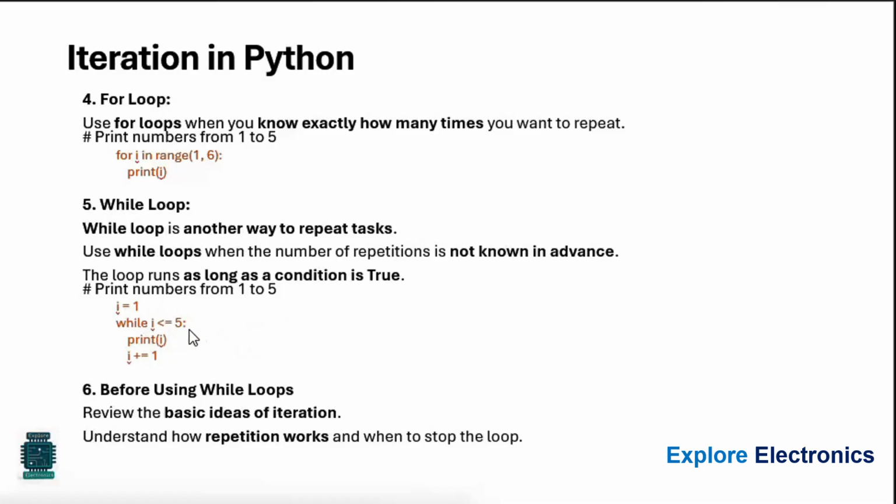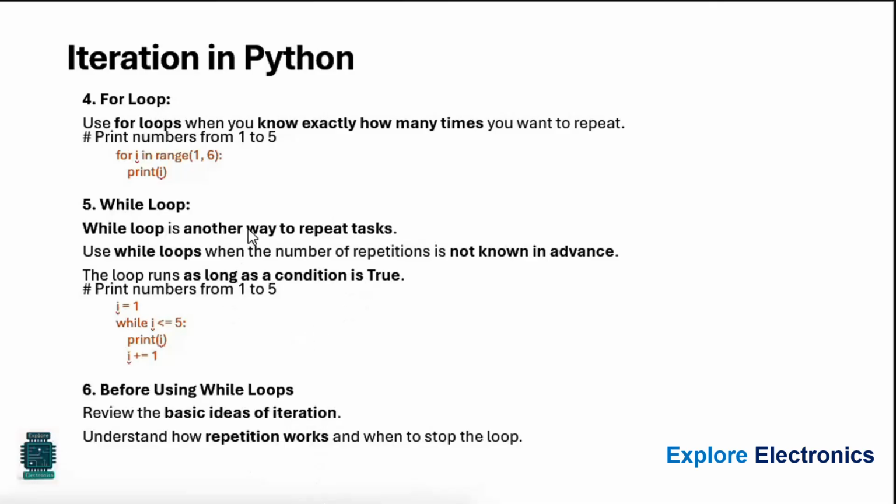I is less than or equal to 5, we have taken. That's why it will enter 1, 2, 3, 4 and 5. Got it? Very simple, right? And before using while loops, review the basic ideas of iterations.